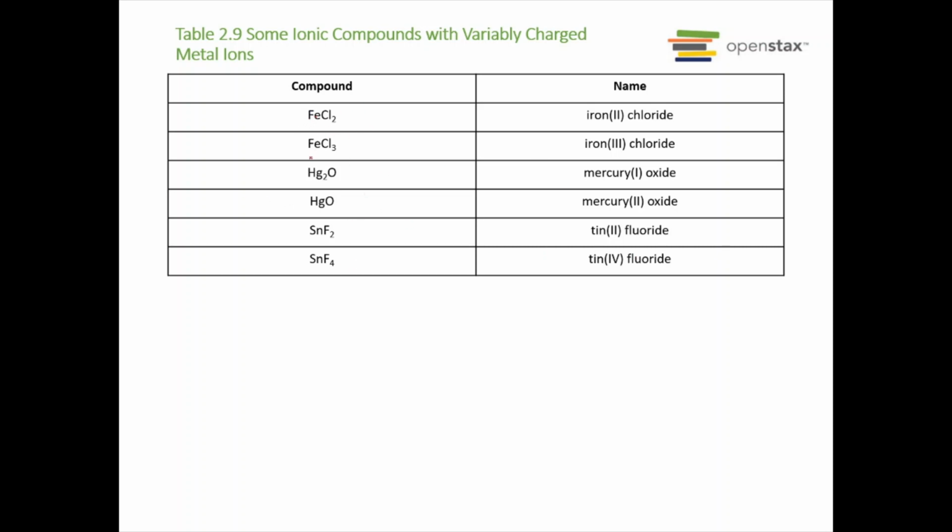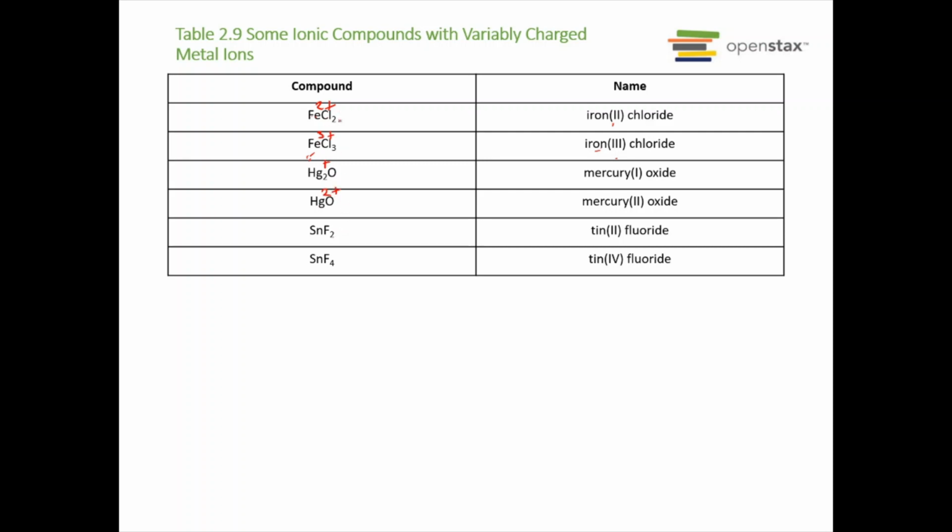So notice here we have 2 examples of iron chloride. We can have iron 2 chloride or iron 3 chloride. Here we have 2 different versions of mercury. Here we have mercury 1 oxide, and here we have mercury 2 oxide. Again, that is representing the charges. So in this case, iron has a charge of 2 plus. Here it has a charge of 3 plus. Mercury here has a charge of 1 plus. Mercury here has a charge of 2 plus.